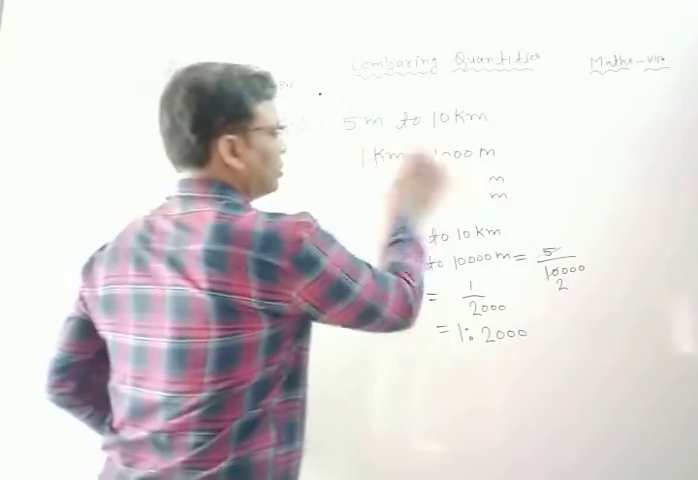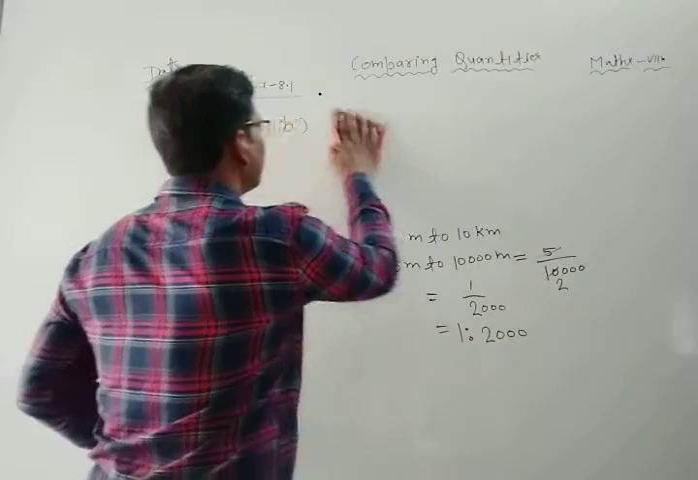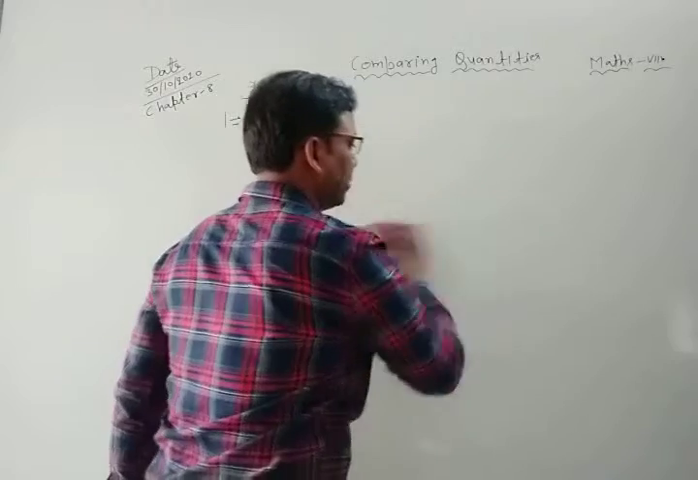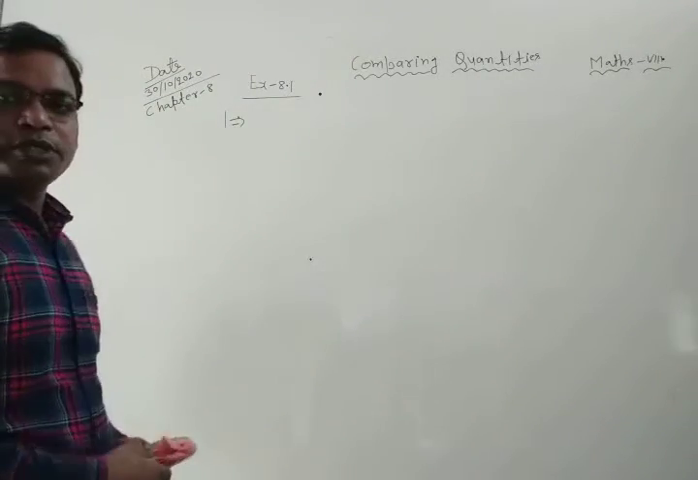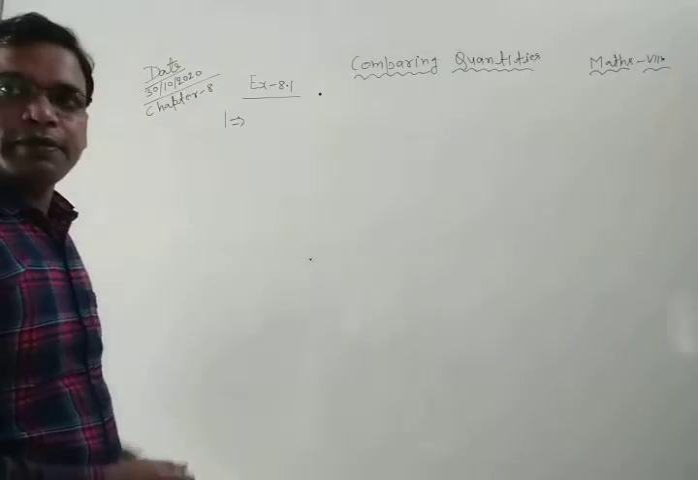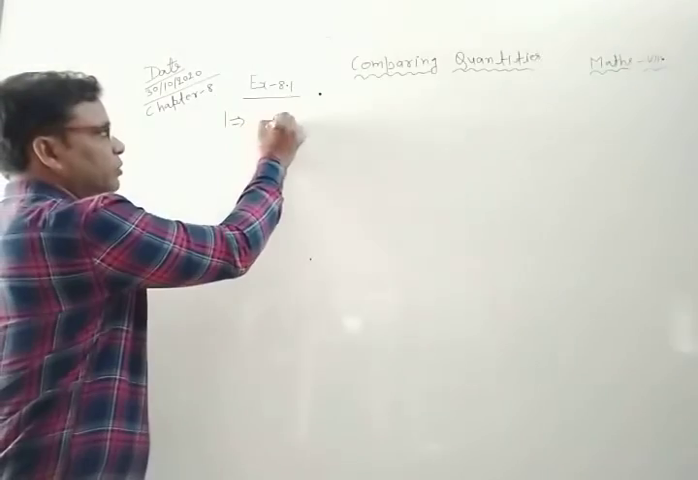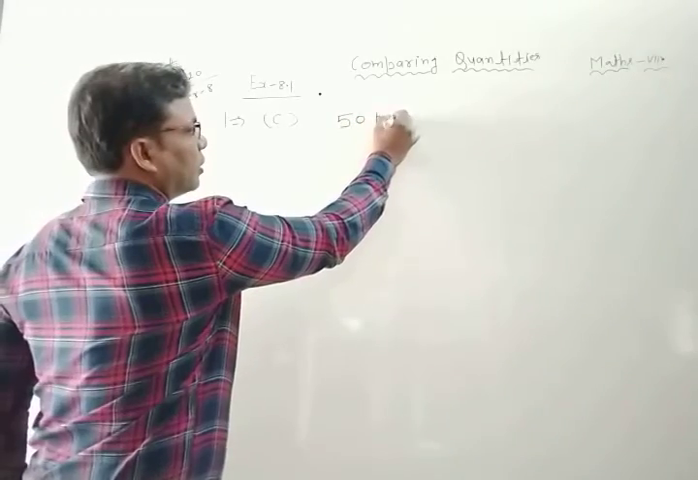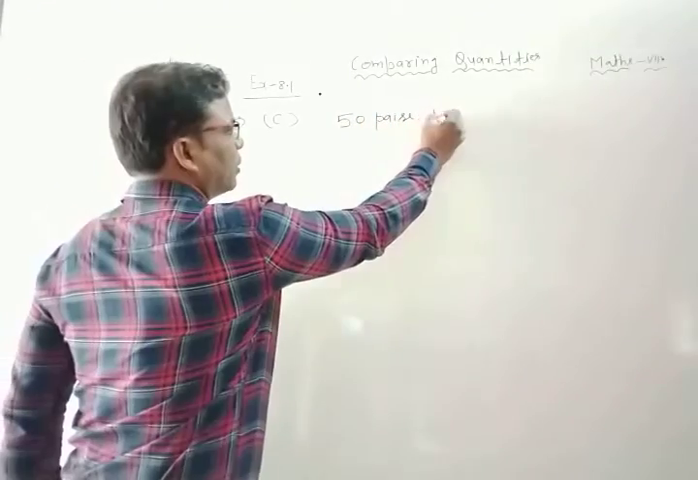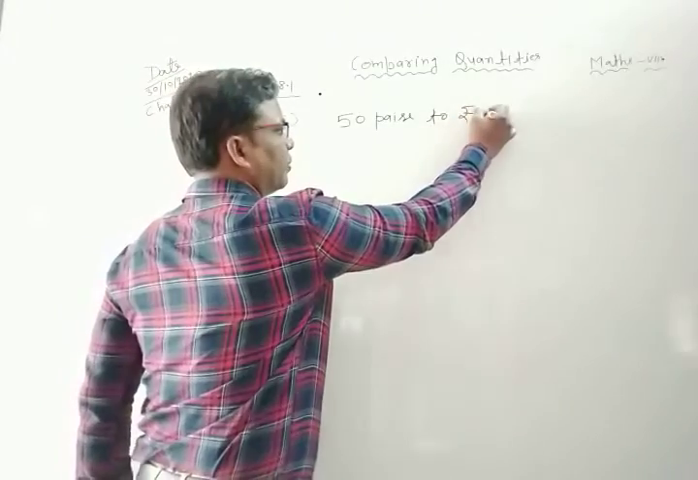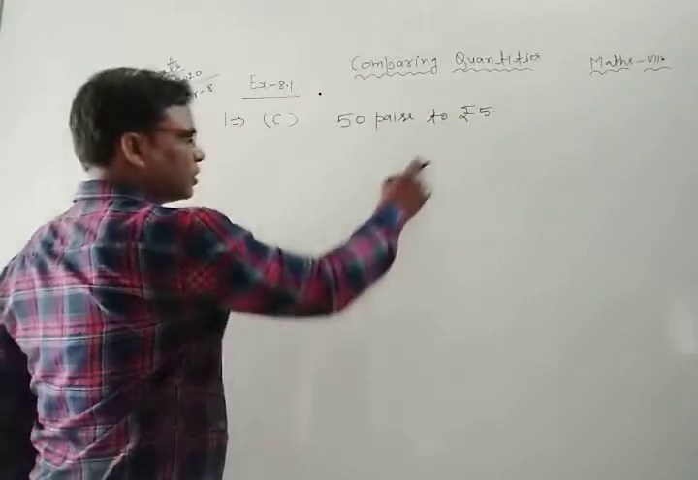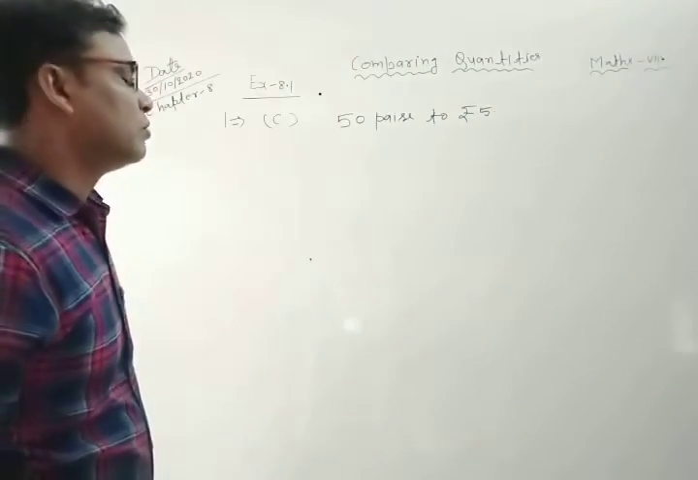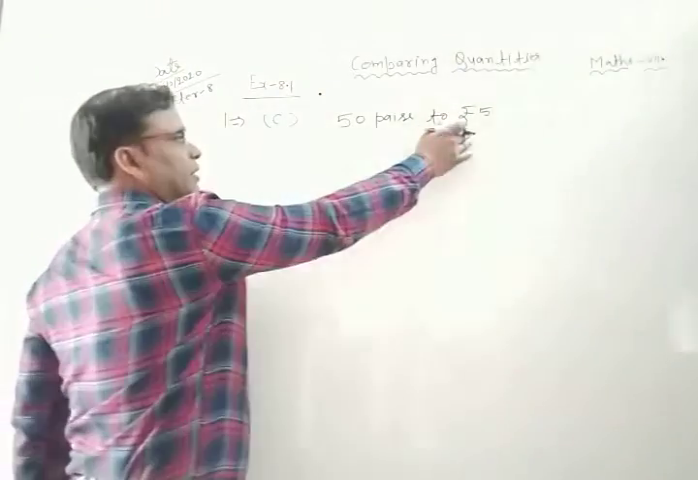So we know that 1 rupee is equal to how many paise? 1 rupee is equal to 100 paise. Clear? 1 rupee is equal to 100 paise. So in part C of this question, we find the ratio of 50 paise to 5 rupees. First we convert, because you can see here the amount is not the same. So first we convert rupees into paise.